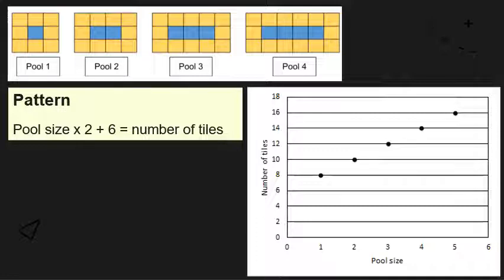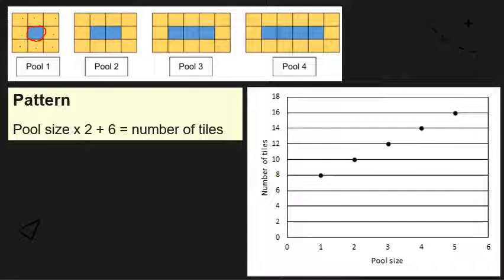So we saw that as the size of the pool increased, the number of tiles we needed to go around it increased as well. Makes sense. But there was actually a pattern to it as well. So the pool was represented by the blue square, and each tile was represented by the yellow squares. So here we had a pool value of 1, and we needed 8 tiles to go around it.